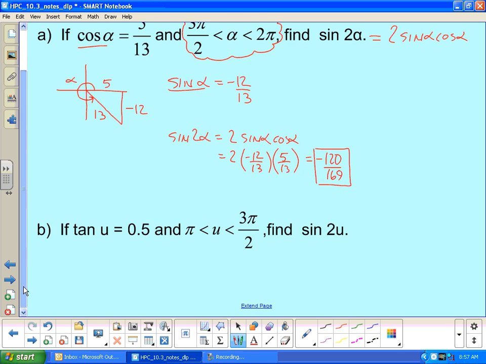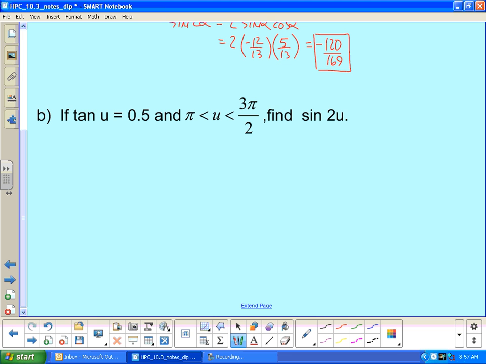Let's do some tangents to see what happens with this. So now we have a tangent of some angle u is equal to 1/2. And we are in a quadrant that puts us between pi and 3 pi over 2. So we're in quadrant 3 with this angle. And here's our angle u. And we have this ratio of 1 over 2 for our tangent. So we have -1, -2, 2 squared plus 1 squared, square root of 5. The hypotenuse on that triangle right there.